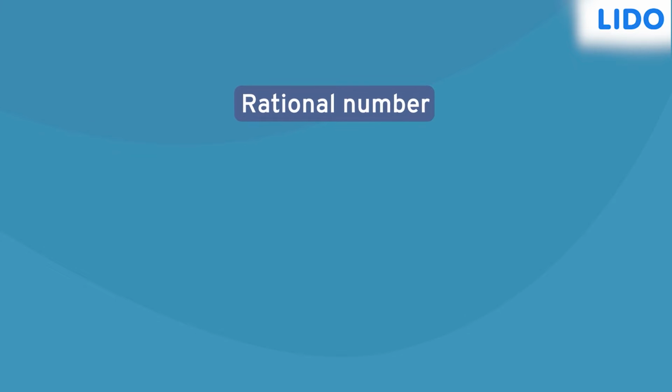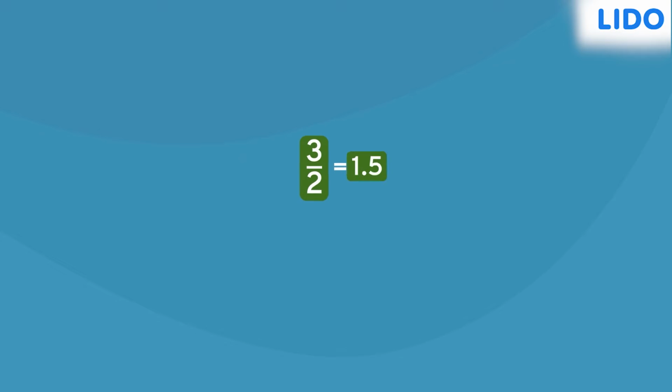A rational number is a ratio of two integers. It is a formal way of referring to fractions. Now, we know that a fraction can be represented as a decimal number. Hence, these are two forms of the same rational number 3 by 2.